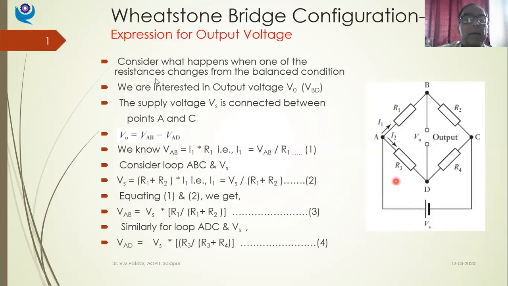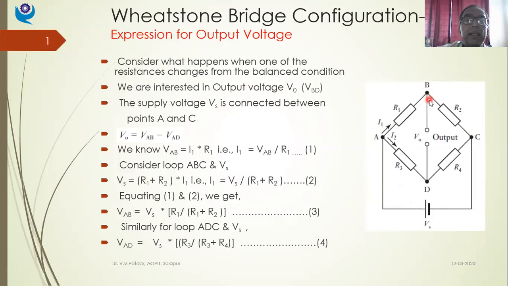Consider what happens when one of the resistances changes from the balanced condition. We are interested in output voltage V0. V0 is across between B and D. We call it as voltage VD. Okay. The supply voltage Vs is connected between points A and C. This is why supply voltage Vs. Okay. Now VBD, the potential difference between B and D. VBD.